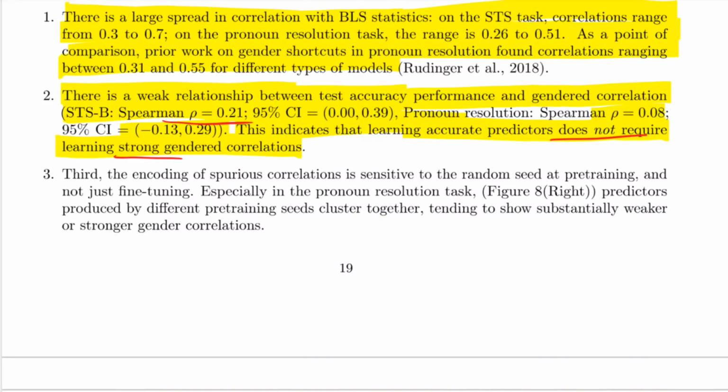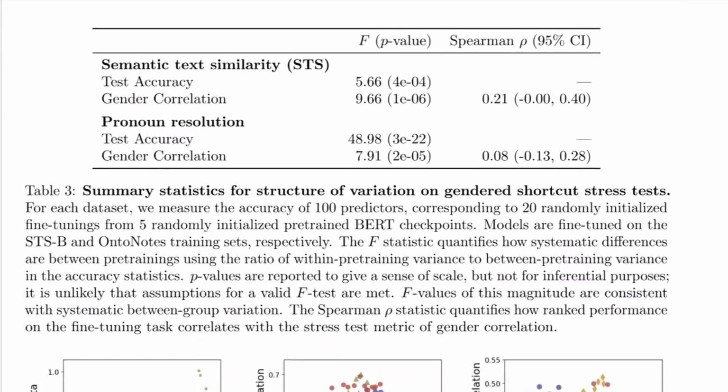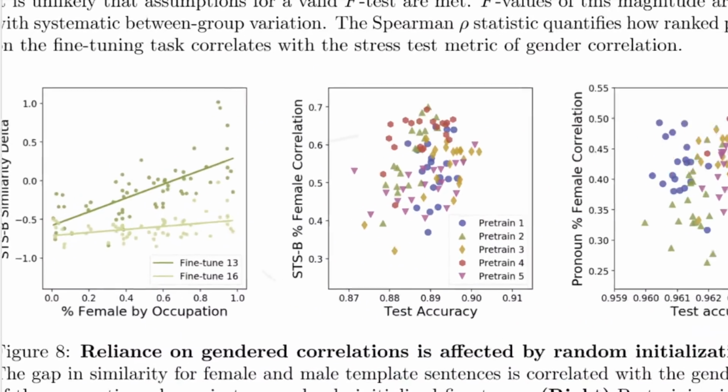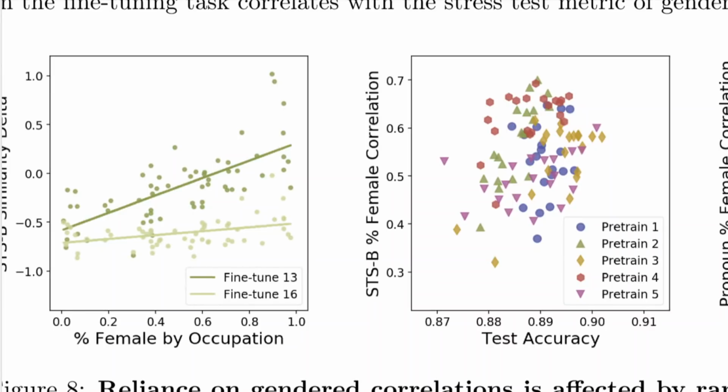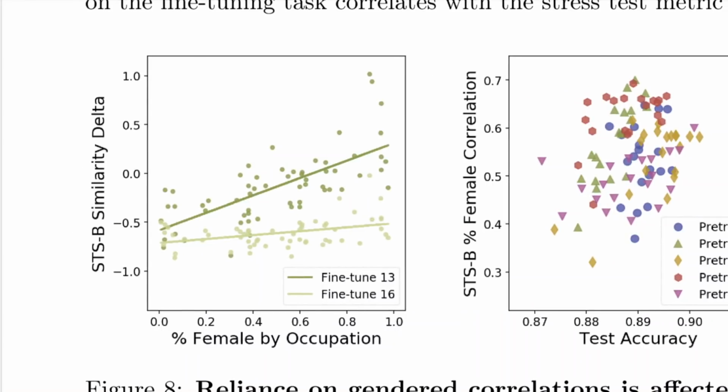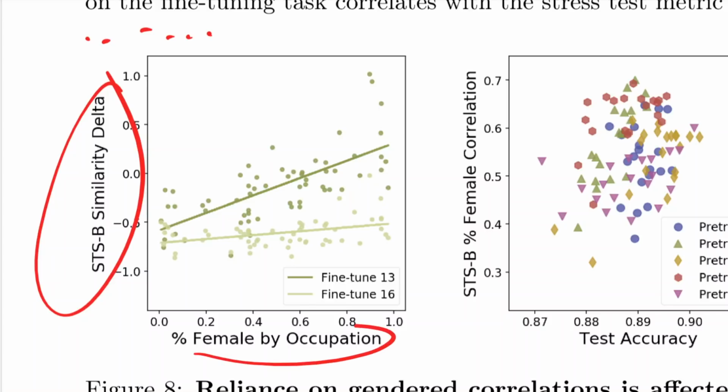And they say, third, the encoding of spurious correlation is sensitive to the random seed at pre-training and not just fine-tuning. So this is very interesting, especially in the pronoun resolution task. I don't want to go into it too much here, but here you can see two different runs, so two different random seeds that result in two very different outcomes. So here is the similarity delta. This is this minus this we observed before, plotted against this percentage female by occupation for individual occupations. And you can see here, this predictor has a stronger correlation than this predictor right here.